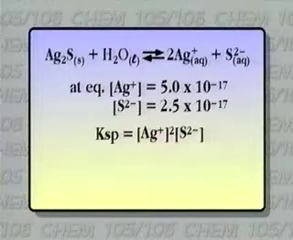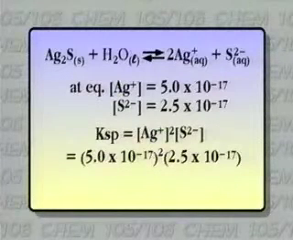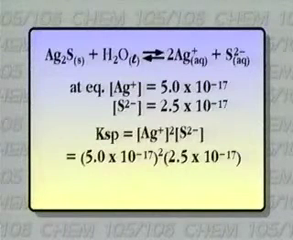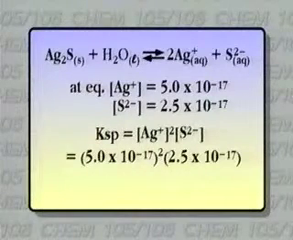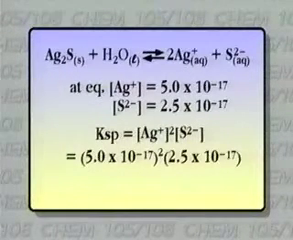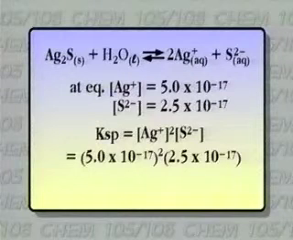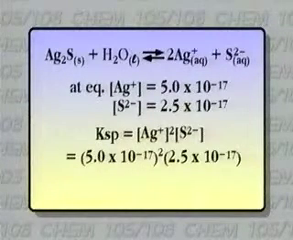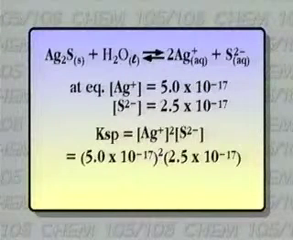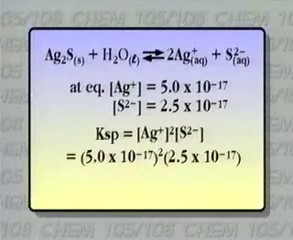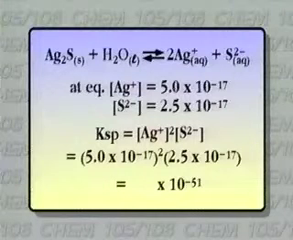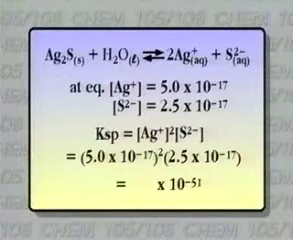If we do that, we're going to substitute in for the first one, 5.0 times 10 to the minus 17. Put brackets. We must square that one. That's squared based on our equilibrium expression. Multiplied times 2.5 times 10 to the minus 17. Okay, so now all we have to do is the math. We're going to have an answer of times 10 to the minus 51.